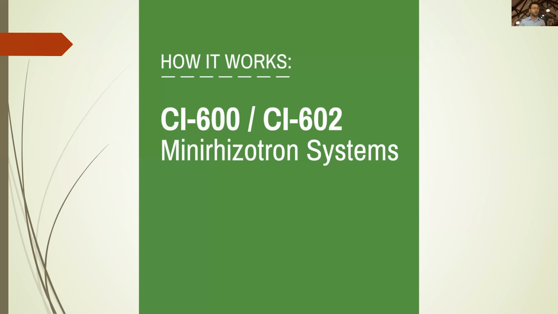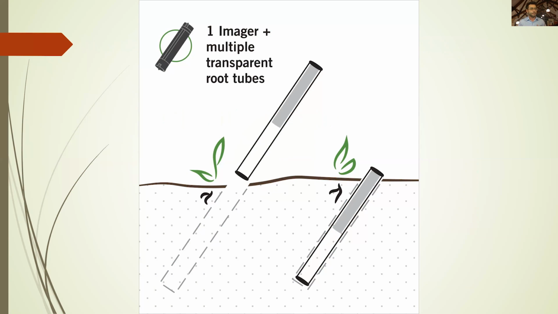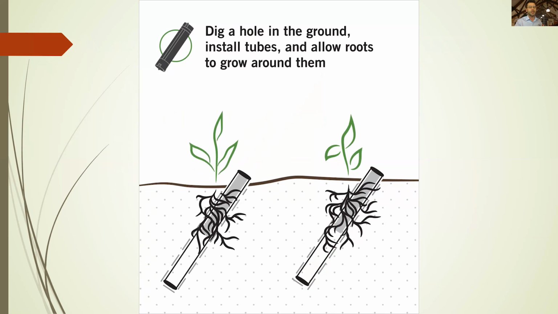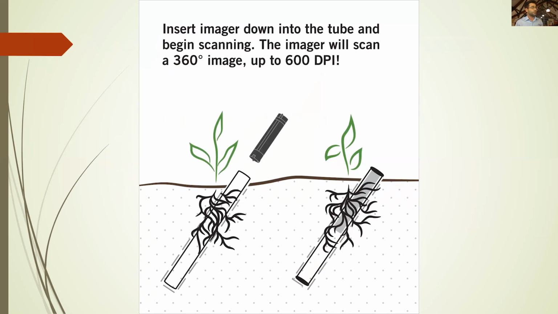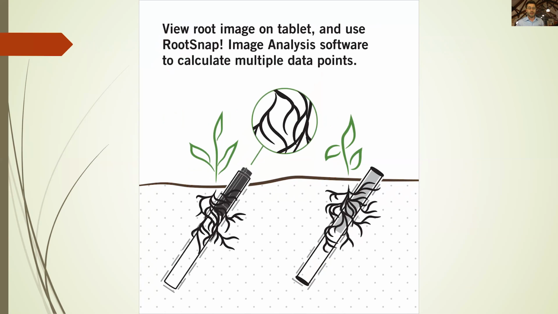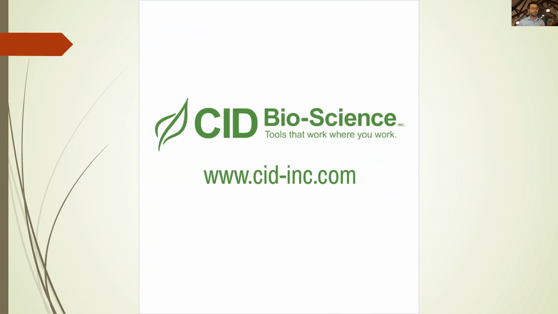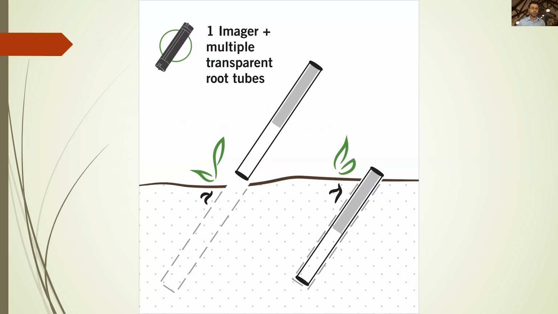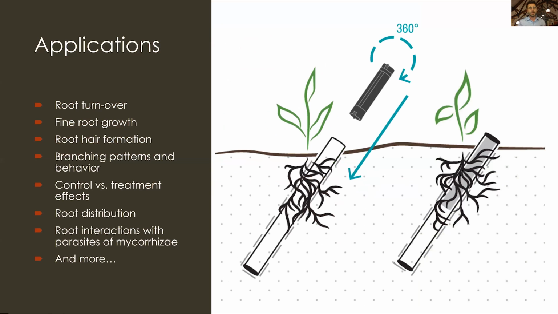Now I'm just going to go over a little bit of how the systems work basically. You have the tube in the ground, the imager. You just dig a hole in the ground, install the tubes, and you want to allow the roots to grow around them. Once that has happened, you can insert the imager into the tube, begin scanning, and the imager will go around at 360 degrees, do a full scan, and you can change the depths with it. Doing that, you're able to get a lot larger picture of the root system you're looking at. Now this is just going to keep replaying, so I'm going to go to the next.